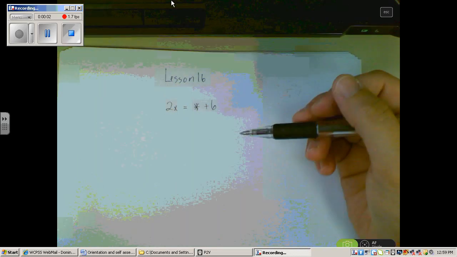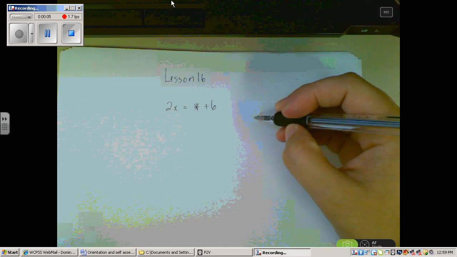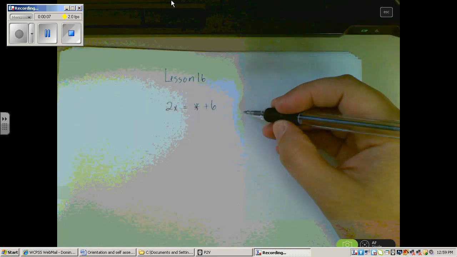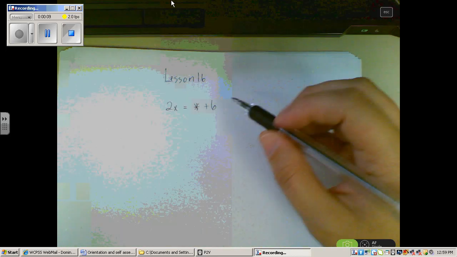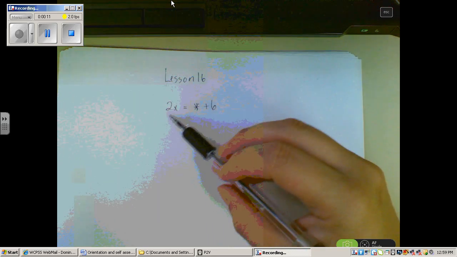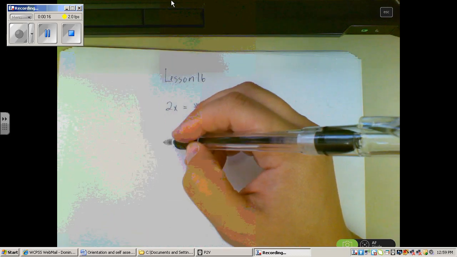This is lesson 16 of Hands-On Equations. Today we're going to be working on solving problems using pictures and no manipulatives. Our first problem today is 2x equals star plus 6. So I'm going to draw a picture of what that looks like.